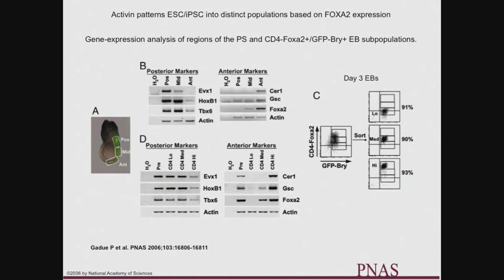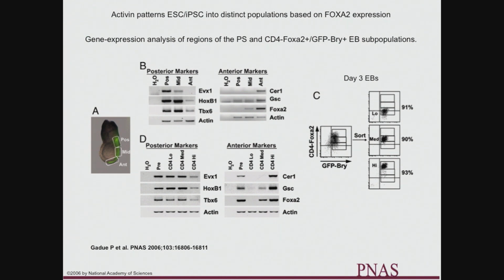So Paul Gadue took the developing mouse embryo, and it's this GFP brachyury mouse. And now it has also been engineered such that the FOXA2 locus has been targeted to express CD4. So you can now basically measure by FACS whether a cell is brachyury positive and/or FOXA2 positive. And so first of all, he took that mouse and dissected out areas of the primitive streak, anterior, mid, and posterior. This anterior area is what is going to give rise to your endodermal derivatives. This posterior area is what's going to give rise to your mesodermal lineages.